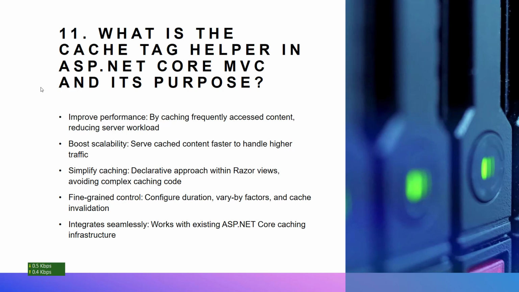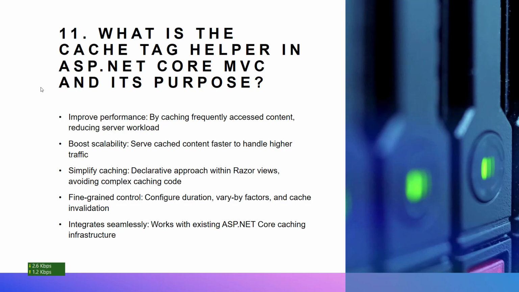We can set the duration to 30 minutes, 10 minutes, or whatever we want. After that, the cache would be refreshed. Vary-by factors and cache validation can also be done. It integrates seamlessly with the existing ASP.NET Core caching infrastructure. We can use only the helper over there, and that helper can work with configuration, duration, or whatever factor we want to use.